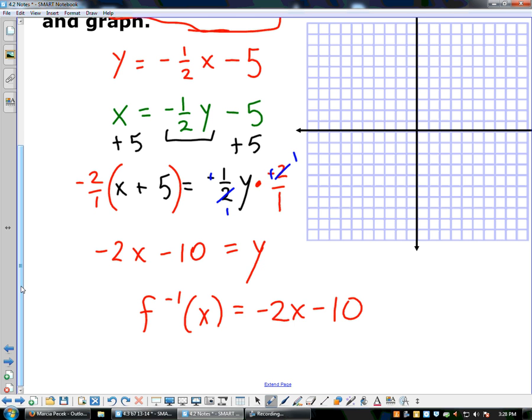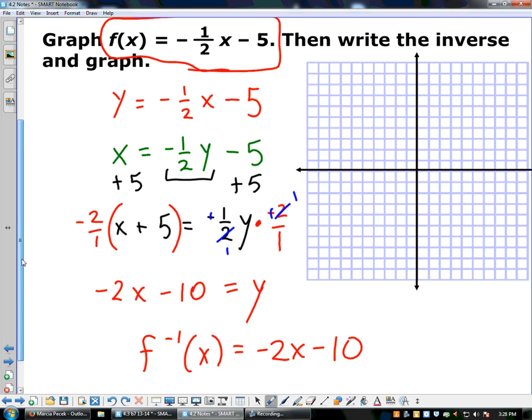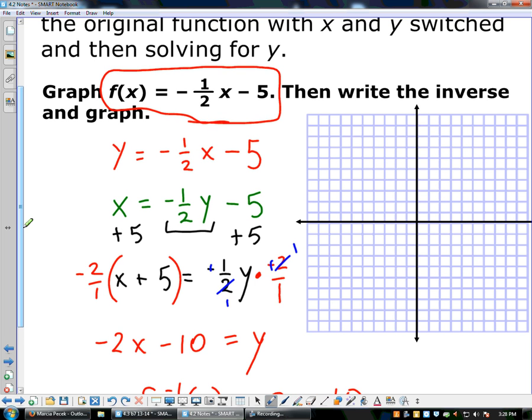Can we actually check that these really are inverses by looking at the graph? Sure. Why don't we graph the original one? If we graph that first one in blue, that looks like a linear function in mx plus b form. So the y-intercept is -5, and I start right there on the y-axis. My slope is negative 1/2, so down 1, 2 to the right, or up 1 to the left. So let's draw that in. That's the original function.